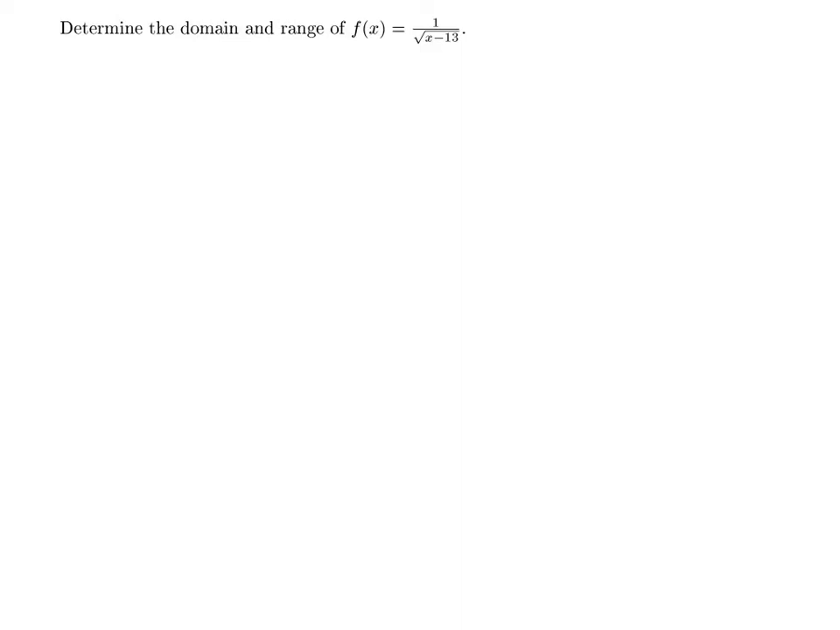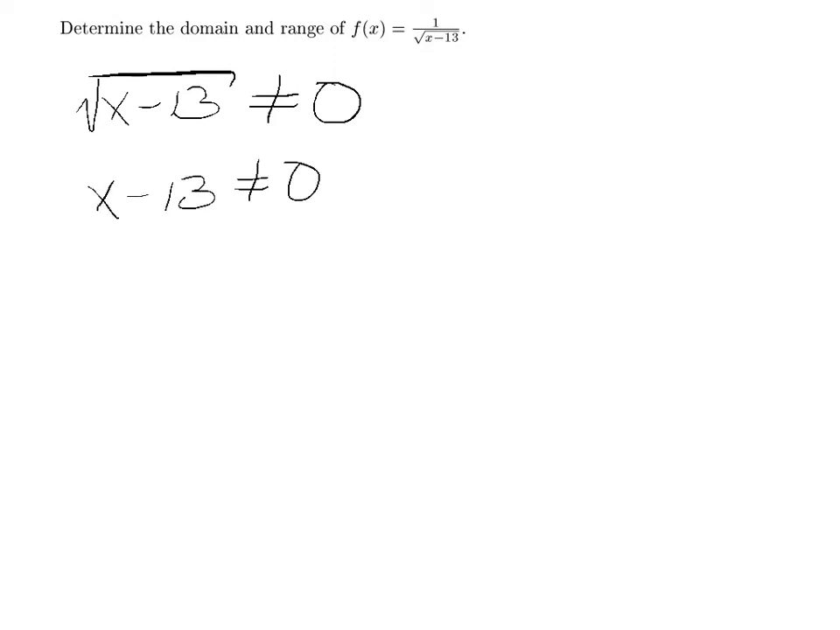So that means that the square root of x minus 13 cannot equal 0. So that means that x minus 13 cannot equal 0. But moreover, because x minus 13 here is under this radical, we need x minus 13 to be greater than 0.